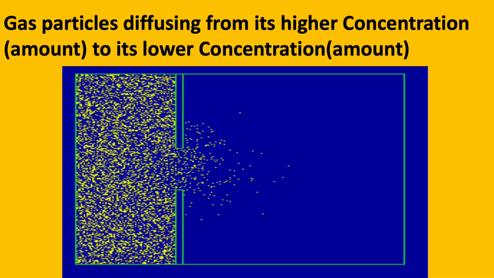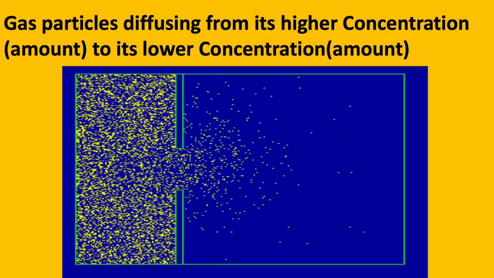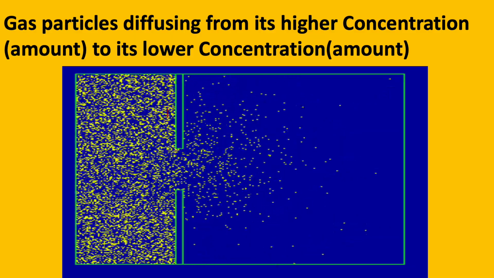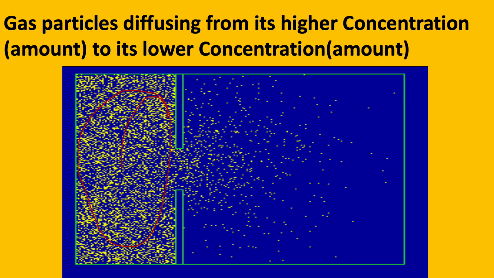Let's see this in the form of a video. What happens here? The gas particles inside this box, they are yellow in color and they are more in number. They are more in amount. They are higher in concentration. What happens as soon as I make a small opening here?